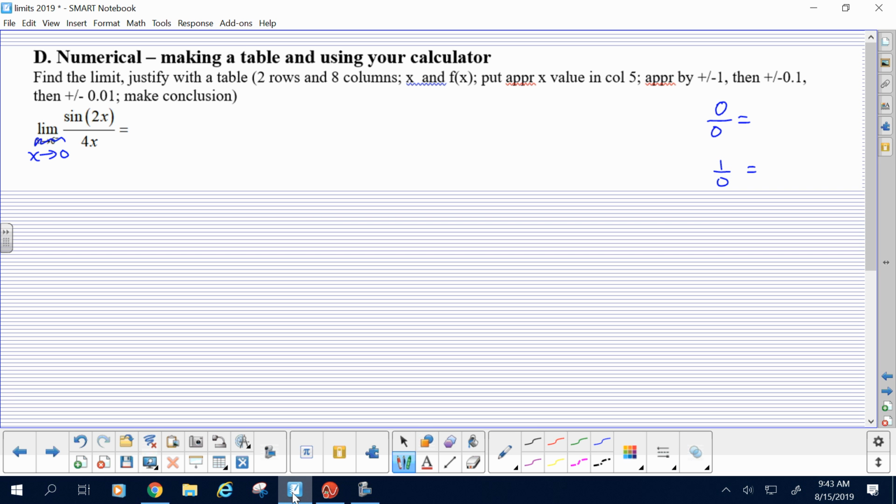So when you see 0 over 0, you need to think, oh, no answer. You don't think no answer, you think, oh, I've got to do more. There's something going on here. I need to investigate what it's approaching, because there's a hole there, all right?